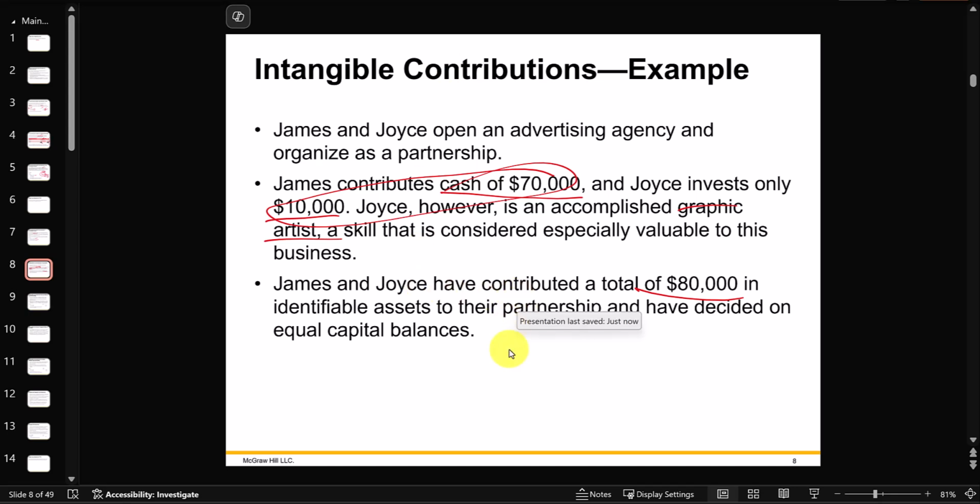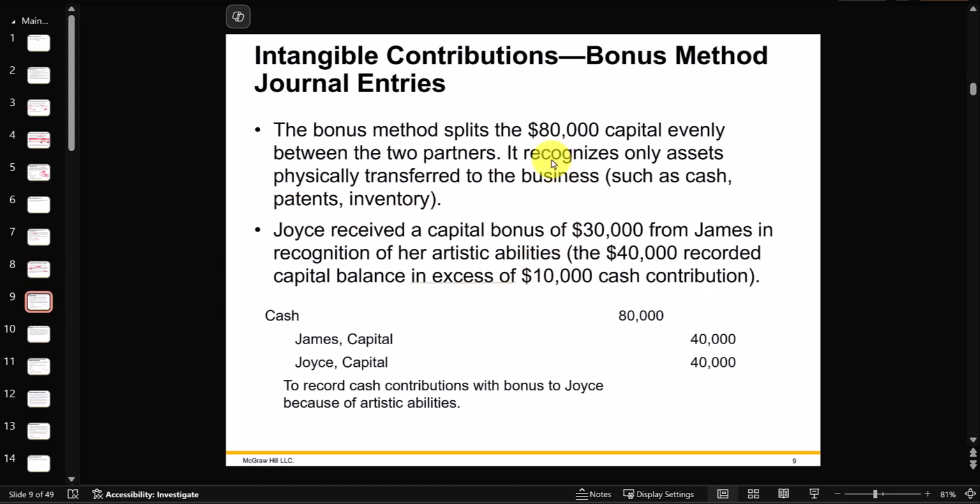So again, this method of recording the allocation of ownership is called bonus. Let's look at the alternative method called goodwill. So we know that a total of, this is the journal entry for the bonus. Again, 80,000 total cash being contributed, and we split that in half. Again, this is just ownership interest, not profit and loss sharing interest. So here's 50% and 50%. Let's take a look at the other method called goodwill.